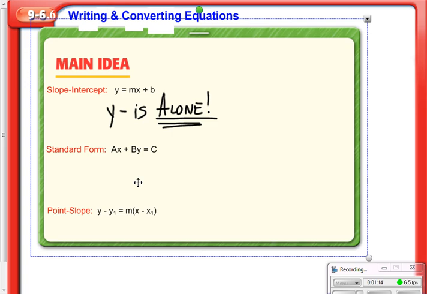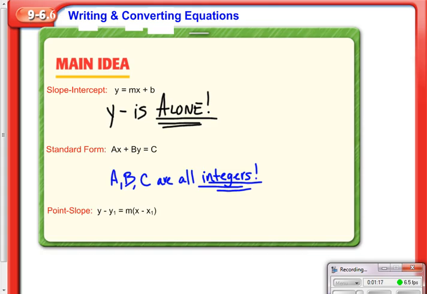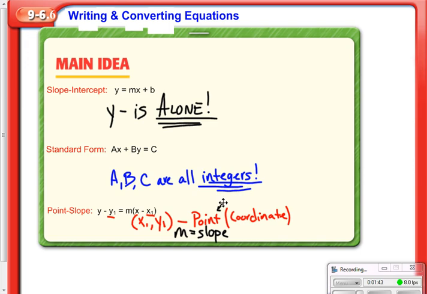Comment about this one? a, b, and c are all integers. You don't have any fractions, you don't have any decimals. They are integers: positive, negative, whole numbers. And last, for our point-slope form equation, the two comments you want to make are that your x1, y1 represents a point, and m represents slope in this equation. Hence the name point-slope. Given a point, given a slope: point-slope form.